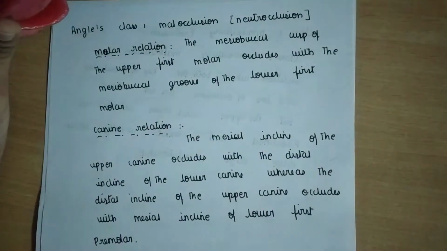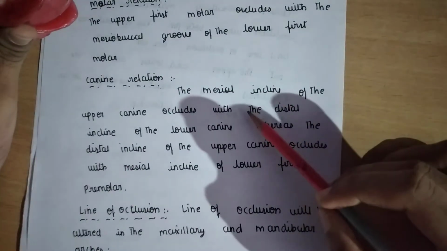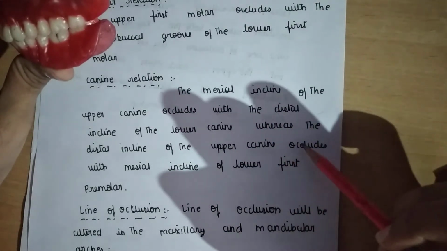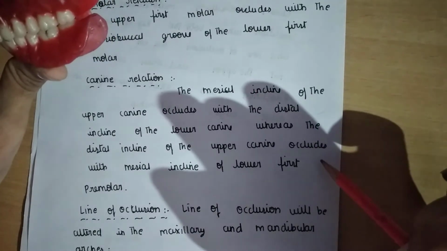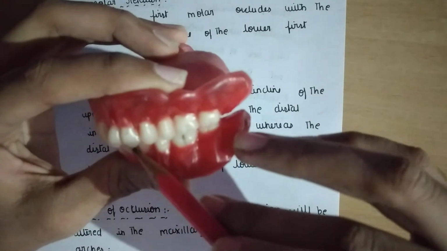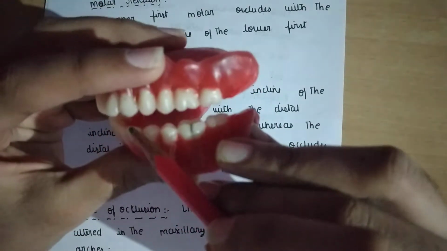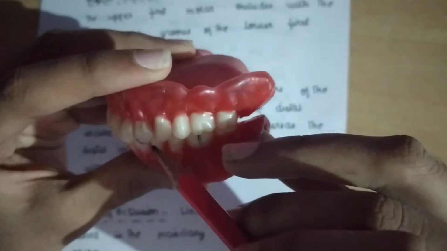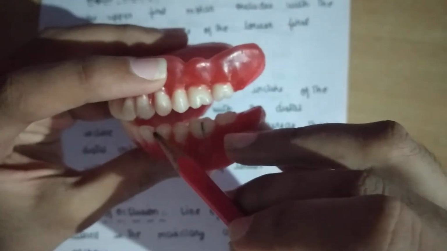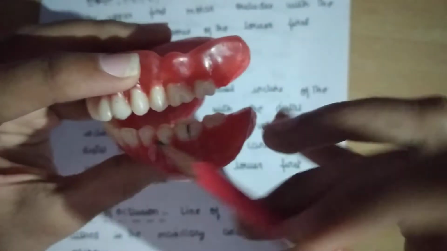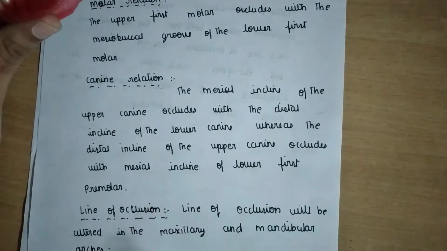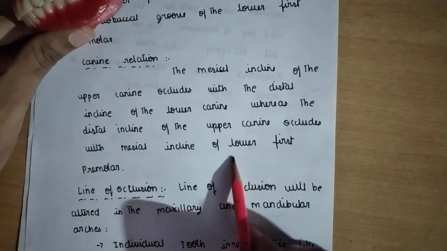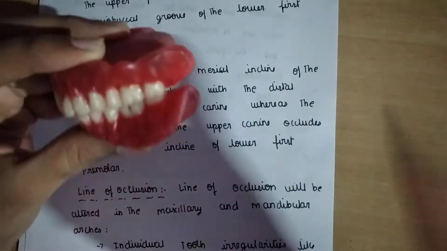When it comes to the canine, the mesial incline of the upper canine occludes with the distal incline of the lower canine. Also, the distal incline of the upper canine occludes with the mesial incline of the lower first premolar. So this is how class 1 will be.